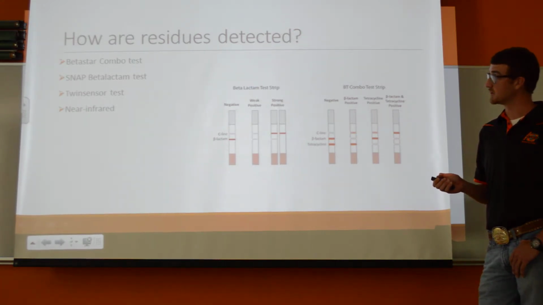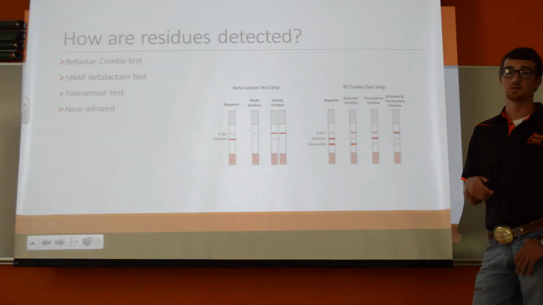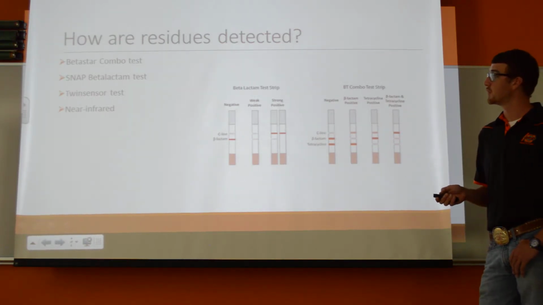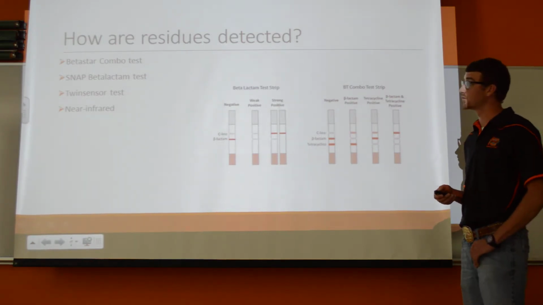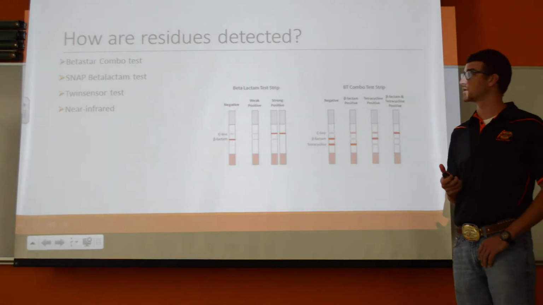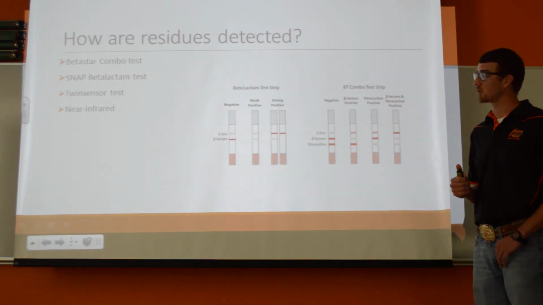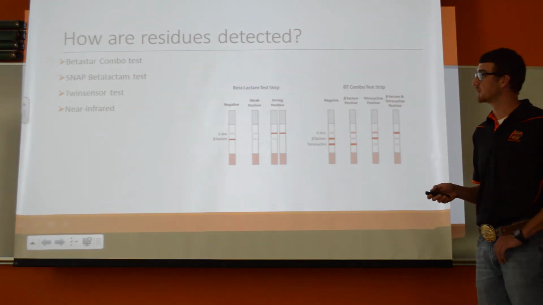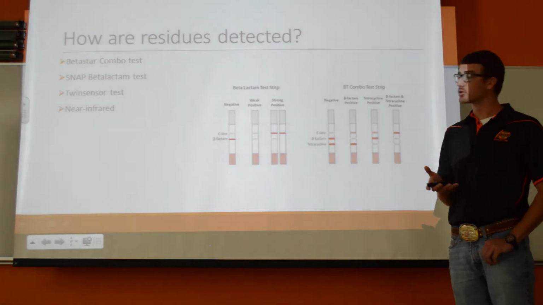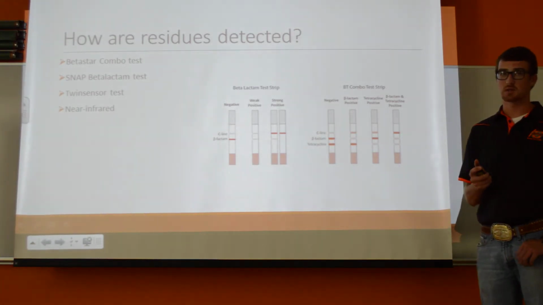The good thing is it's easy to read: the more residues that are in the solution, the lighter the color will be. The twin sensor test is similar to the Beta Star combo test, in that it only takes about 4 to 5 minutes to receive the results, but you can only test for 2 antibiotic residues. For the near infrared tests, in the research that I found, they were using near infrared machines to detect multiple antibiotic residues using just one test.